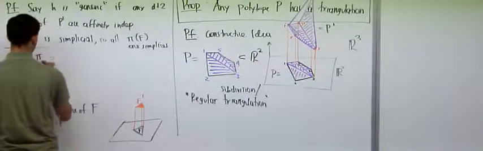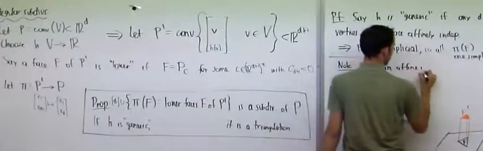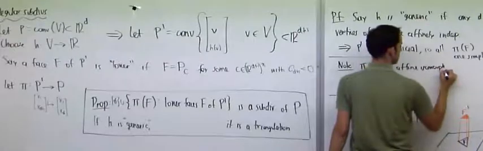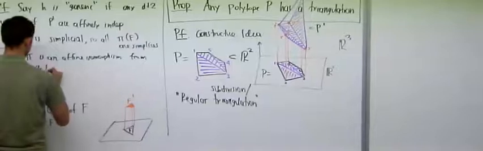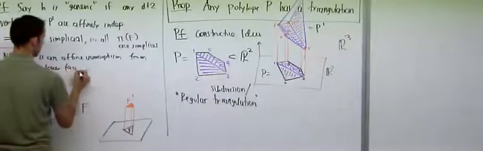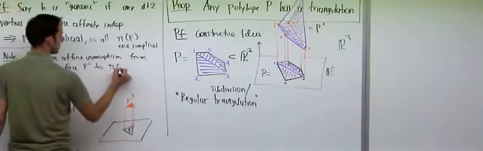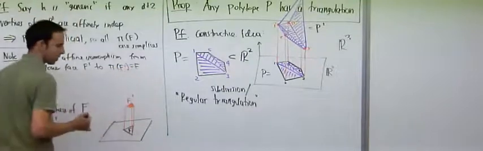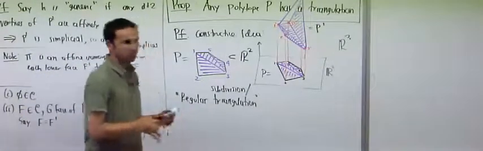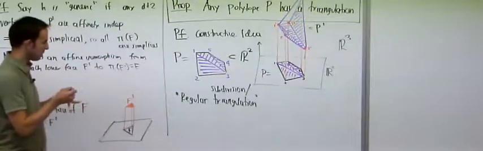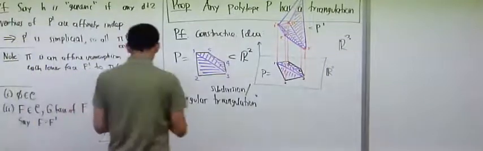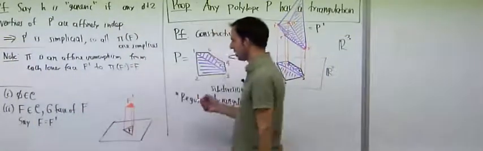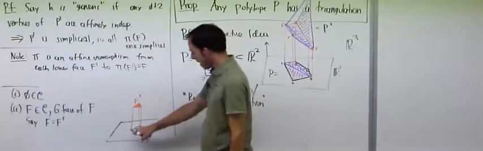That pi is an affine isomorphism from each lower face F prime to its projection. In other words, what I'm saying is that when you project each face, you're not really losing anything. So then F comes from F prime.